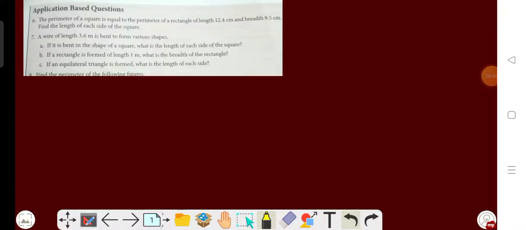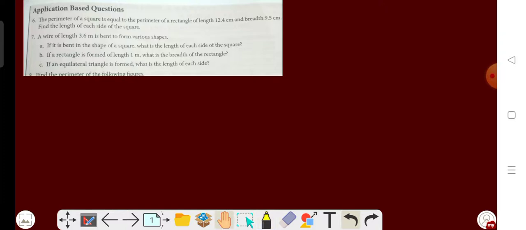As you all know, in the previous video we have completed our exercise 13.1 up to question number 5. So the solution of question number 6 we will do today. The sixth question is: the perimeter of a square is equal to the perimeter of a rectangle of length 12.4 centimeter and breadth 9.5 centimeter. Find the length of each side of the square.